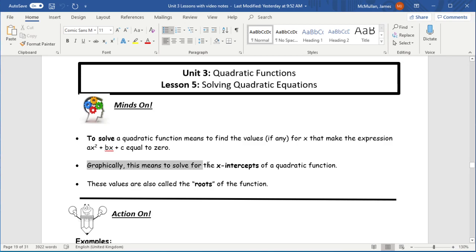Here it says, solve for the x-intercepts of a quadratic function. Let's say of a related quadratic function, because sometimes you're not finding a function's x-intercept, you're finding a different function's x-intercept in order to proceed. So the roots, the x-intercepts, the solutions, all of these things mean very similar things. We'll try to make sure we clarify the difference between these as we go on.